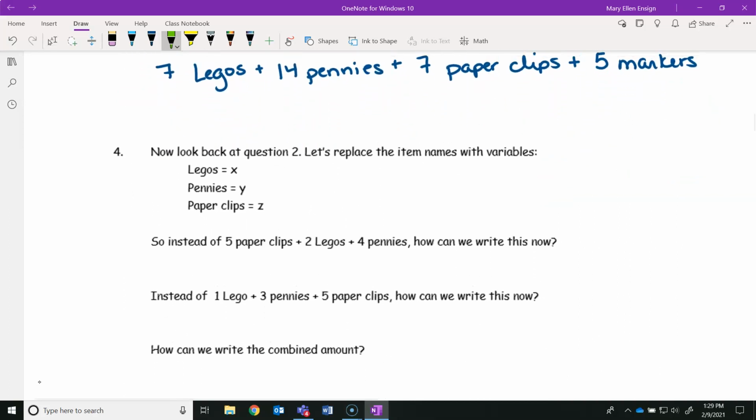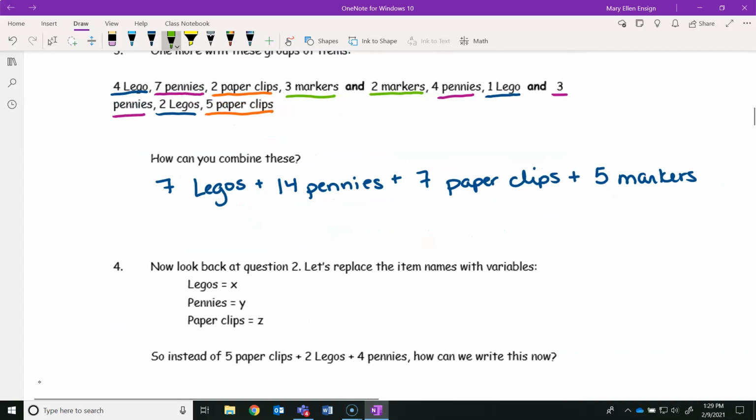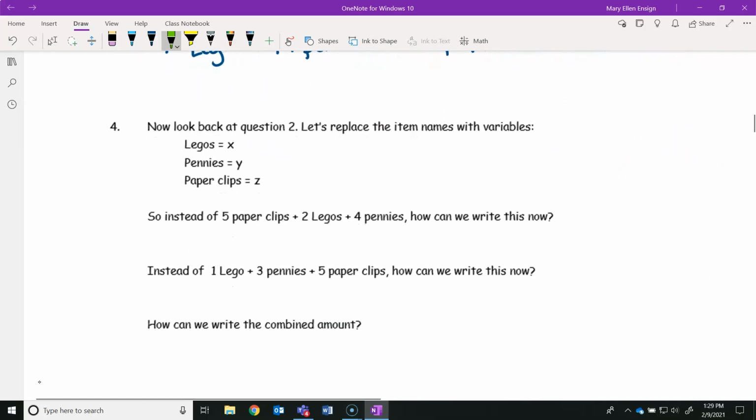So we're going to look back at question 2. So question 2 is up here, and this is where we had the 5 paper clips, 2 Legos, 4 pennies, 1 Lego, 3 pennies, 5 paper clips. We're combining them. Okay, so we're going to just replace the item names with letters we call variables, okay? You can say it means the same thing, right? Instead of Legos, Legos is a long word, I just want to call it X. So I have 5 paper clips. Paper clips I am calling Z. So I now have 5Z, 5 paper clips, okay?